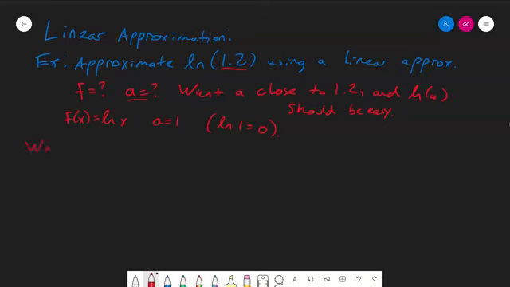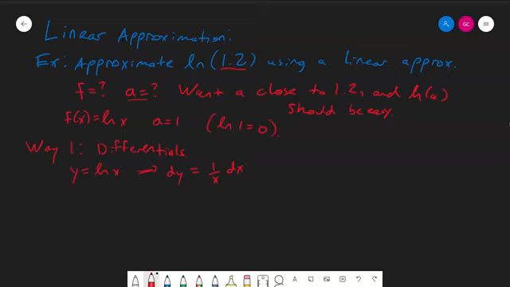And I'm going to illustrate how you can solve this in two different ways. First, let me do it using differentials. So we'll say y is equal to the natural log of x. And that means that dy is 1 over x dx. Remember the derivative of ln of x is 1 over x.